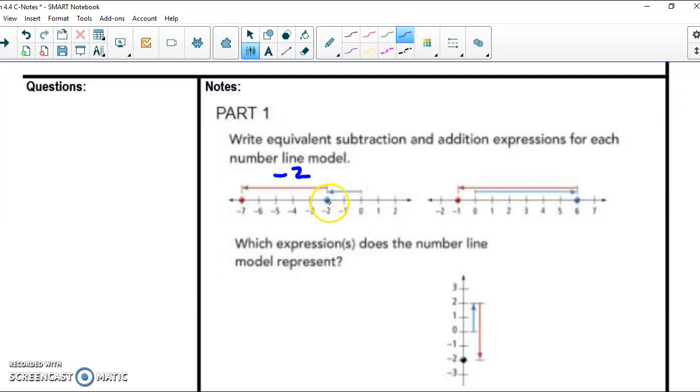From -2, I am moving 1, 2, 3, 4, 5 more units in the negative direction. So I'm going to say that's -5. And where I landed was at -7. So I started at 0 and I went -2, and then I went in the negative direction 5 more units, and I ended at -7. So from this model, we could say that -2 minus 5 equals -7.